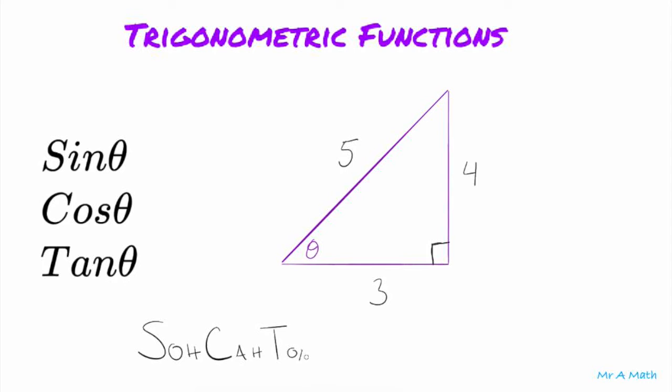All this acronym really helps us do is figure out, for sine, cosine, and tangent, what the ratios are. For sine, we see it's opposite to hypotenuse. So let's write our ratio as opposite over hypotenuse. For cosine, it's adjacent over hypotenuse. And lastly, for tangent, it's opposite over adjacent.